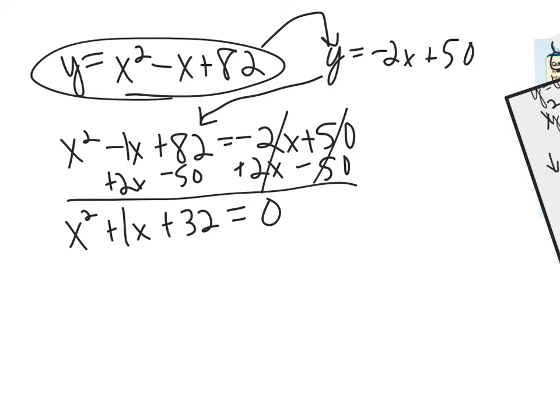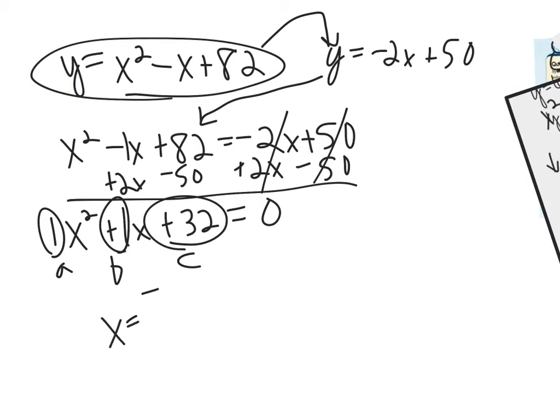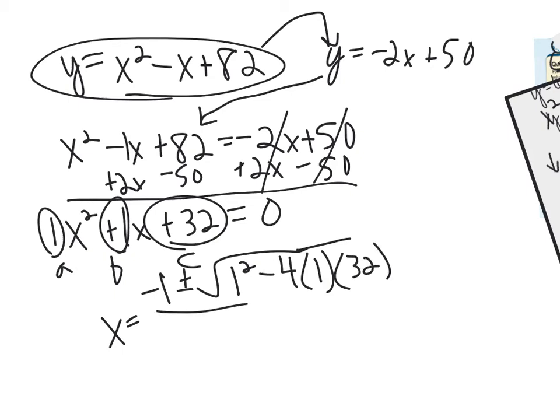Okay, so we could try to factor this, but all the signs have to be positive, and so that's not going to work out very good. So I'm going to go straight into quadratic formula. And I'm just going to go ahead and substitute in. So negative b, so negative 1 plus or minus square root of b squared, so 1 squared minus 4 times 1 times 32. Okay, I recommend writing the formula down every time.